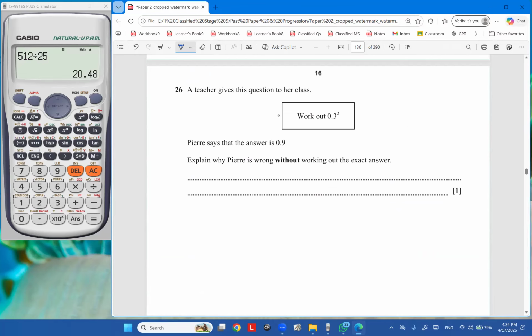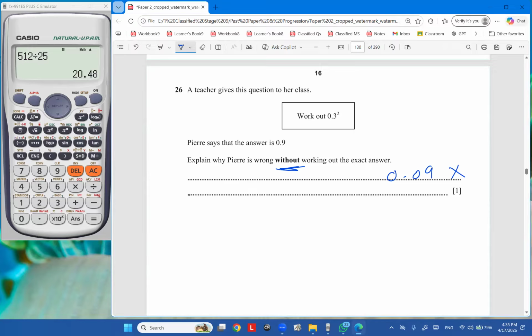A teacher gives this question to her class. Pierre says that the answer is 0.9. Explain why Pierre is wrong without working out the exact answer. So don't go and say, oh, he is wrong because it should be 0.09. No, this is not accepted. They're not going to accept it. Why, mister? Because they said to you without working out the exact answer. So what am I supposed to do?